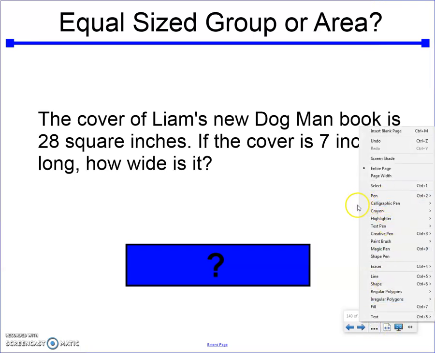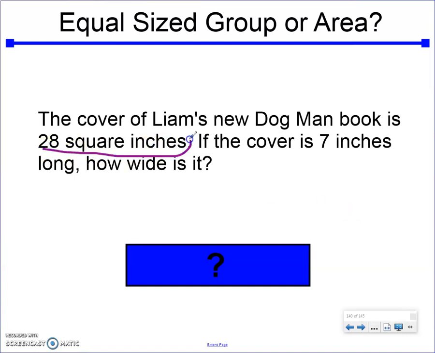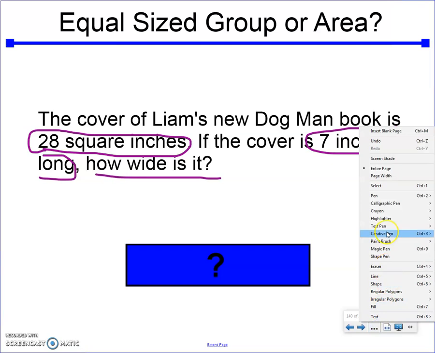I'm noticing one piece of information they give me is that the cover is 28 square inches, and I see that that's the total area because it says square inches. So I know that that's my total amount. And I also see that the cover is 7 inches long, so that's the length. The question is asking how wide it is. I'm trying to figure out how wide it is.